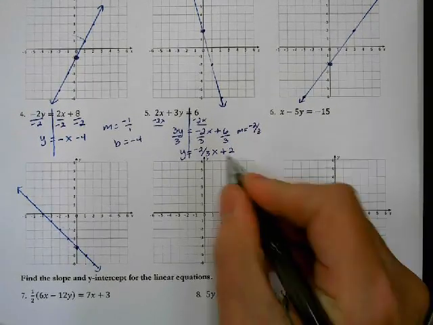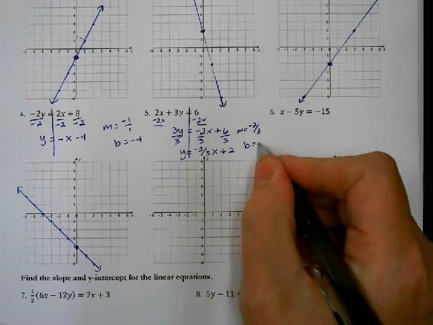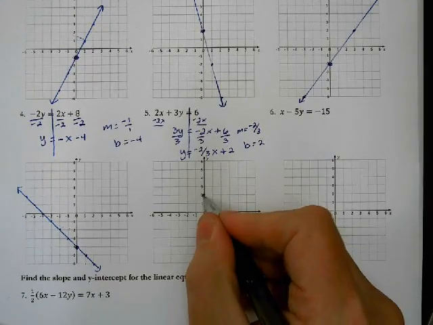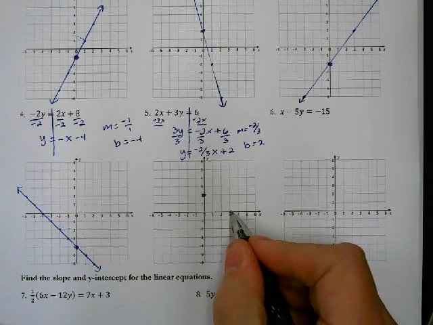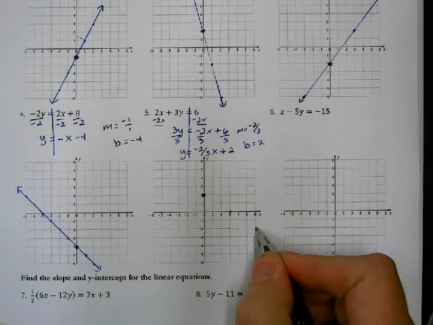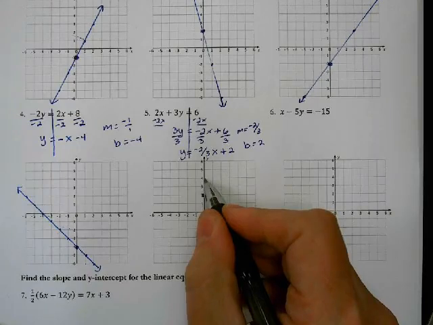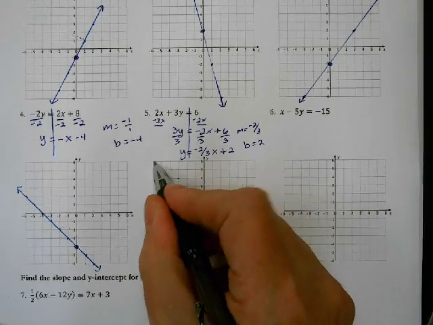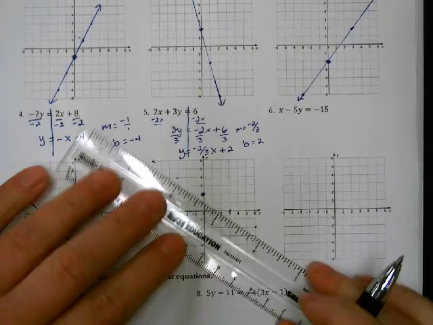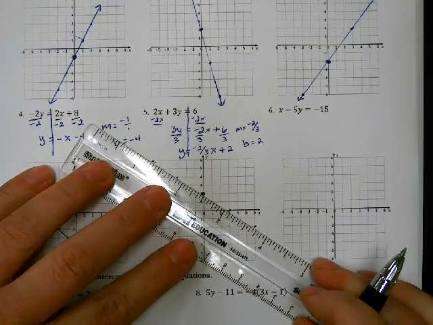And my y-intercept is positive 2. So I go over here, positive 2. Slope's negative 2/3, down 2 over 3, down 2 over 3. Or I can go up 2 and backwards 1, 2, 3. Or up 2 and backwards 3 again. They're all on the same line. I have graphed everything that can fit on the slope.